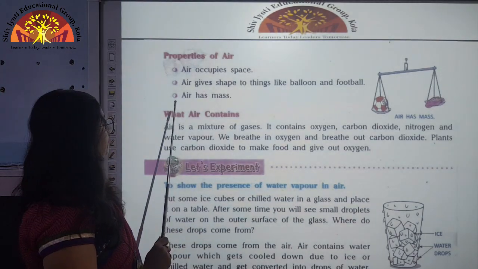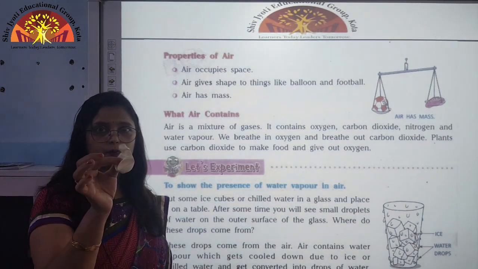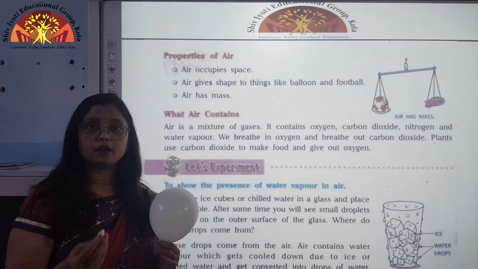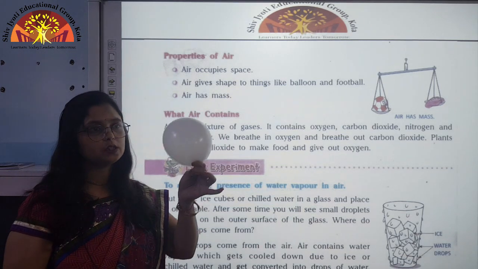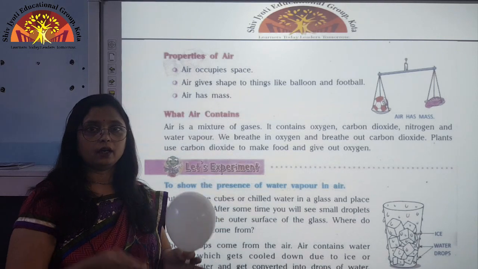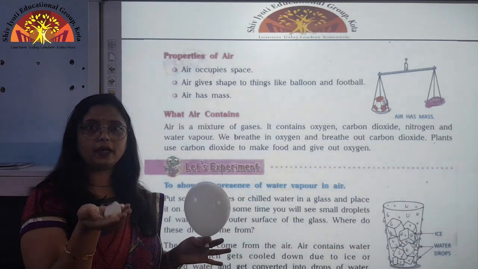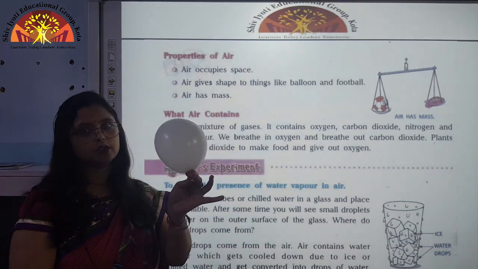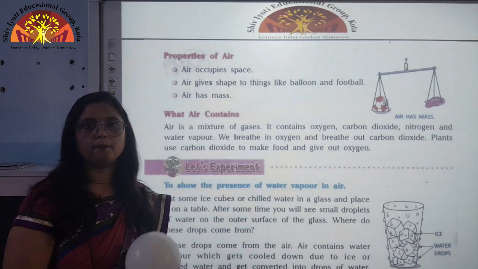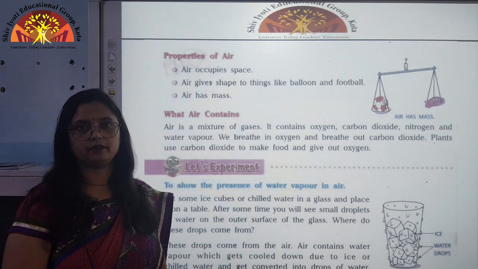Then the third property is air has mass. So children, if we weigh this balloon and this balloon, then there will be a difference in the mass. And why is this difference there? Because this balloon has air which is additional. This balloon does not have any air inside it, so it will weigh less as compared to this balloon because it has air inside it, so air has mass. So children, these are some of the properties of air.